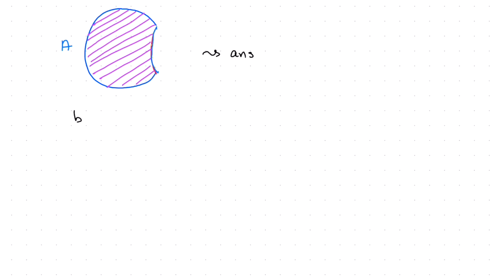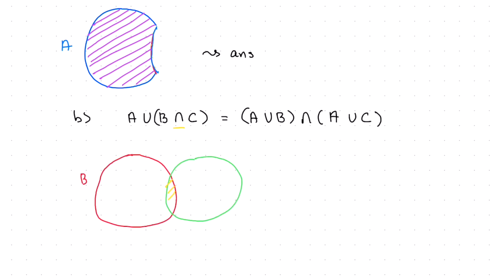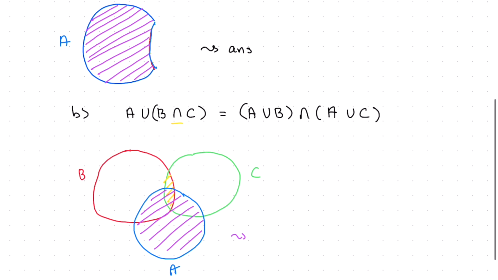Question B. A union B intersect C is equal to A union B intersect with A union C. Let's start with B intersect C. It's similar to the question before. The intersection is represented as this yellow space, and A will be a union of B intersect C. So our answer is this shaded purple area.